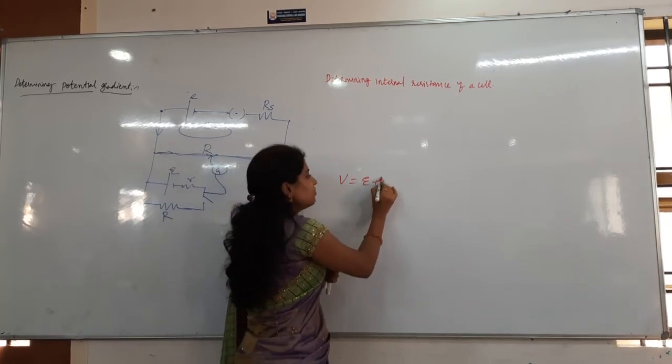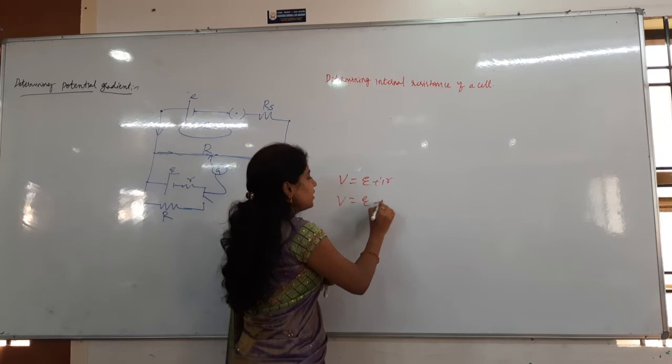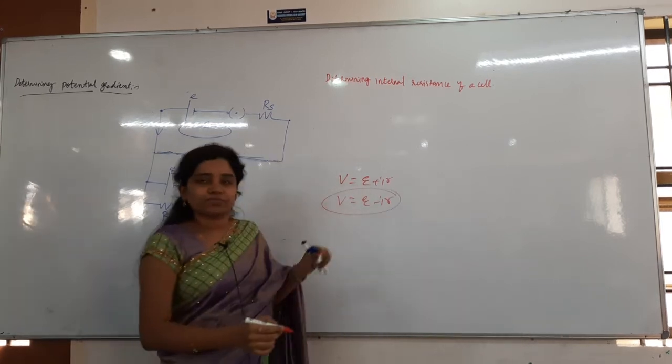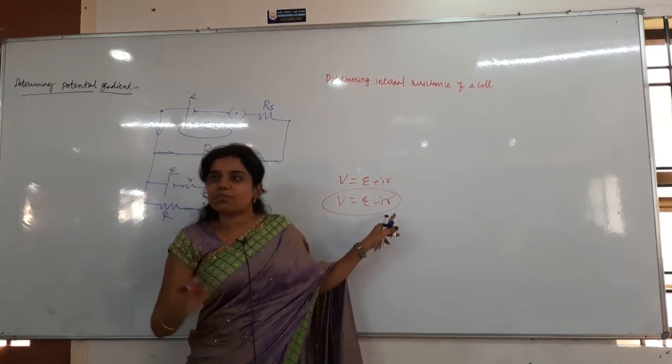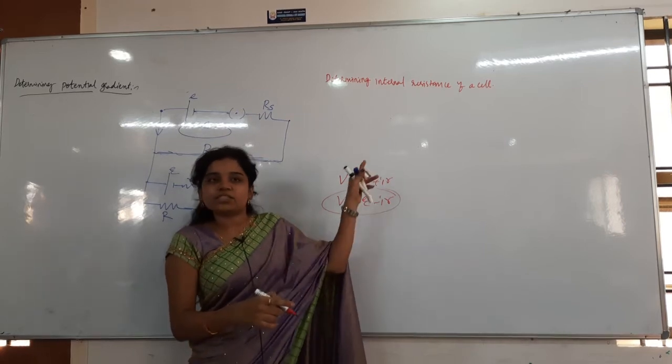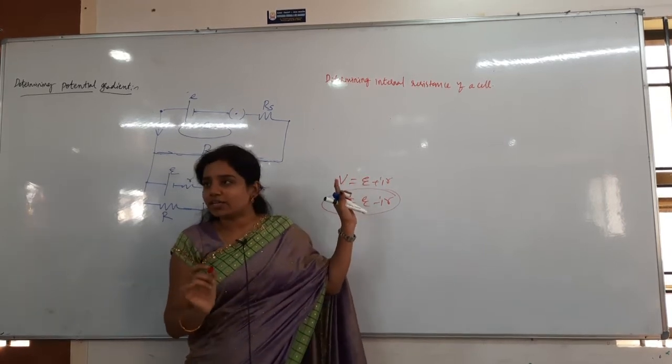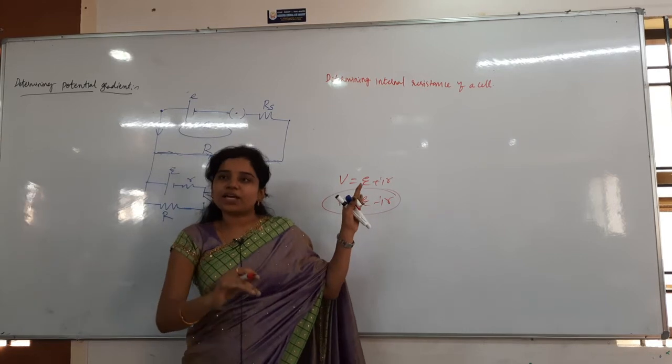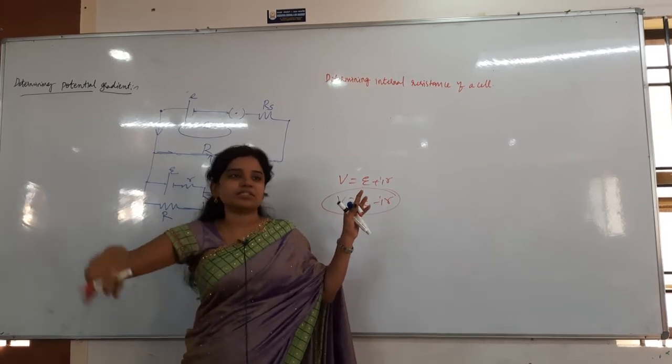V is equal to E plus IR; V is equal to E minus IR in the case of discharge. In the case of discharge, what does that mean? The battery is giving the current. In case of charge, the battery is taking the current. So it is giving the current and then taking the current, which means something is connected to it.